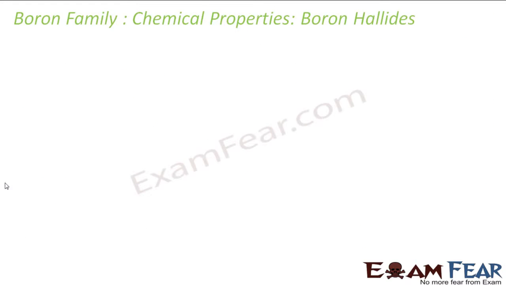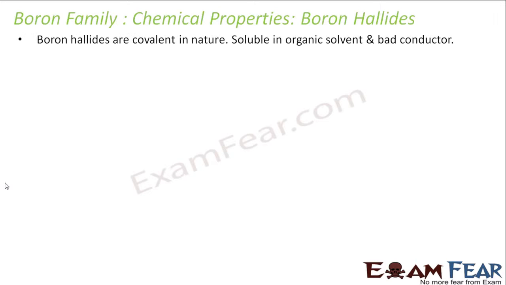Let's discuss the boron halides now. As I've already told, boron always forms covalent bonds. Why? Because of small size. So boron halides will always be covalent, correct? Doesn't matter with which it is forming the bond, fluorine, chlorine or bromine. It has to be a covalent bond because boron is small in size. So boron halides are covalent in nature.